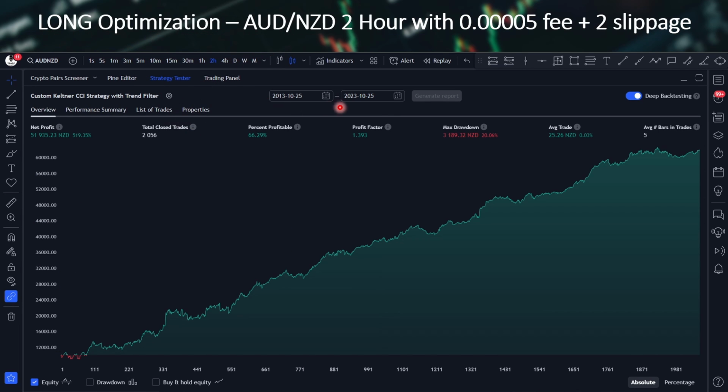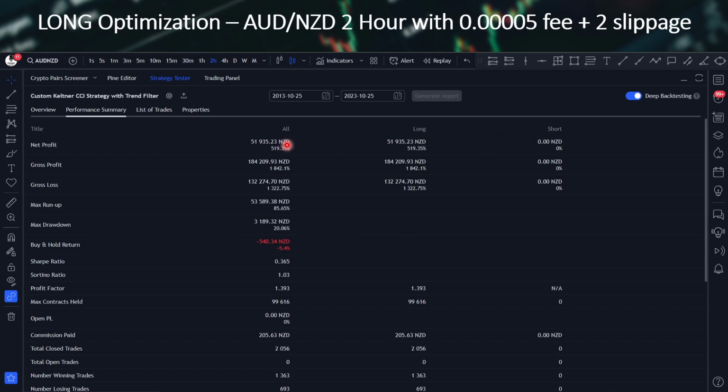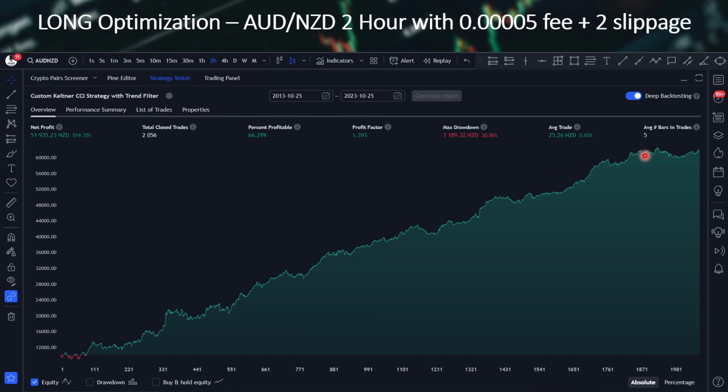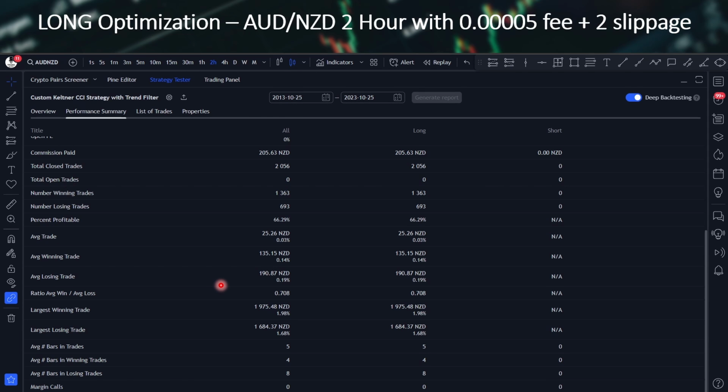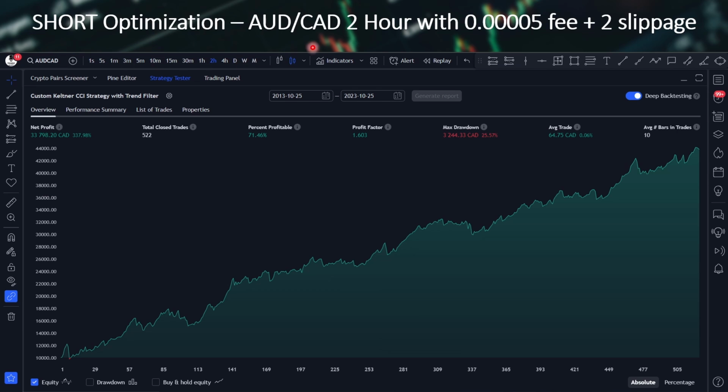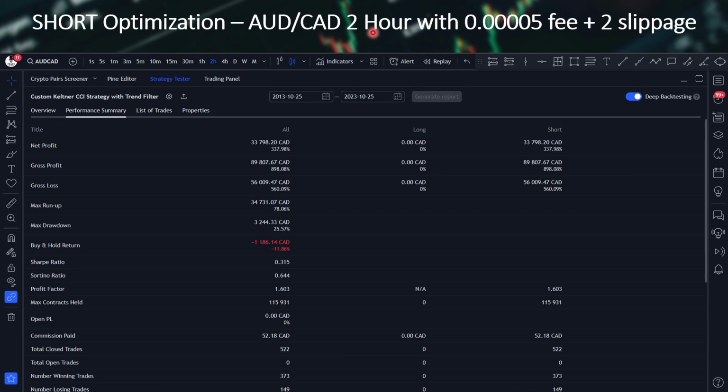In the last 10 years, the strategy took 2,056 trades, generated 519% net profit with 1.29 profit factor and 20% maximum drawdown. The equity curve looks good with small pullbacks and a bit of sideways period in the end. And that's it. As you can see, the strategy is outstanding. It performs great on multiple timeframes and assets.